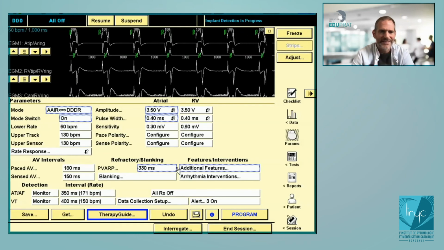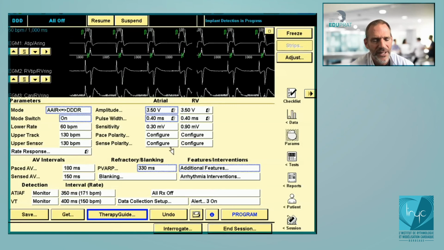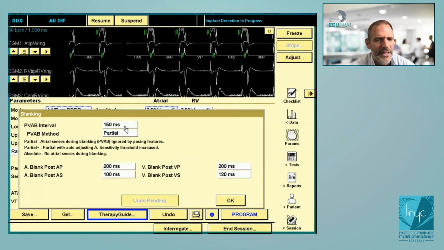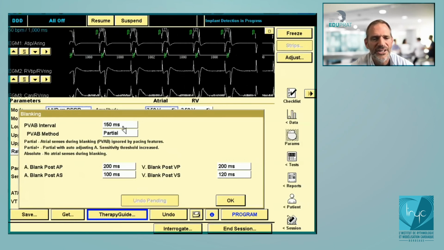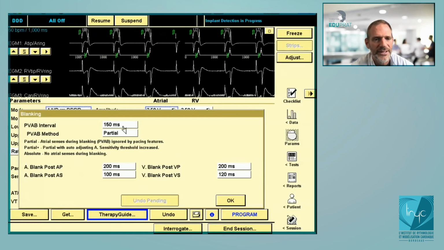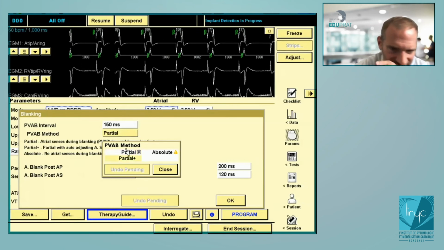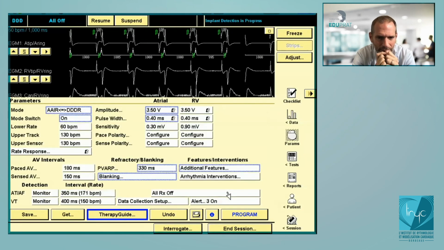So if you close it, something that we will discuss next time systematically also, if you click on blanking, we'll discuss about it next time, but systematically I will change the P-value, the partial, if you click on it, to partial plus or absolute. We will discuss this next time. Okay, close.